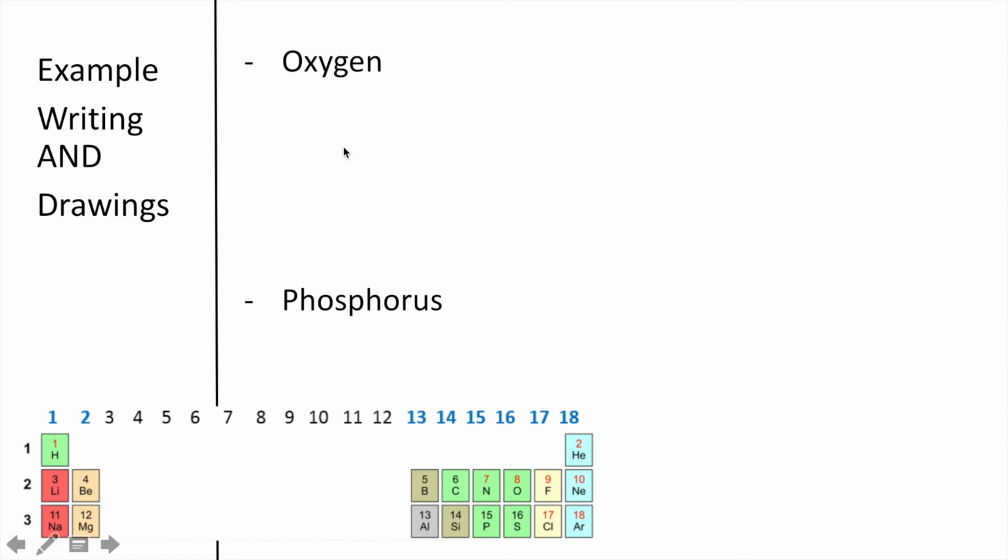Okay, so for oxygen, let's go ahead and take a look at where oxygen is located. So we know that oxygen is located in the second period. So we know that there are going to be 2 shells. And we also know that oxygen is located in the 16th group, which means there's going to be 6 valence electrons in that last shell, in the valence electron shell. So we have 2 shells and 6 on the outside.